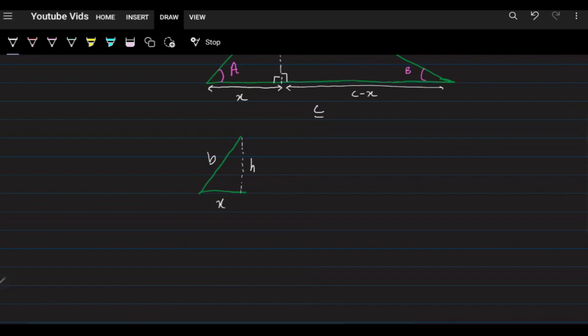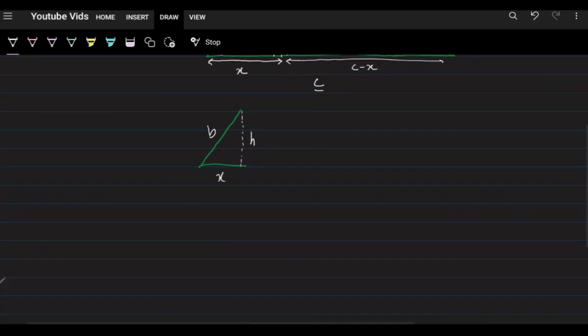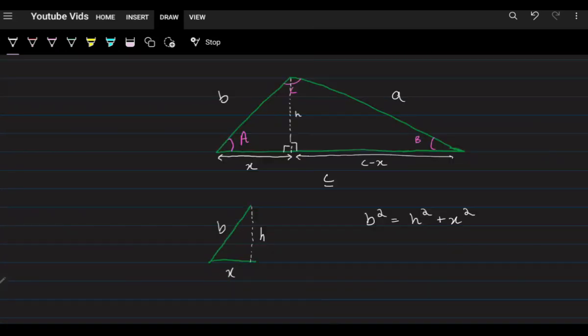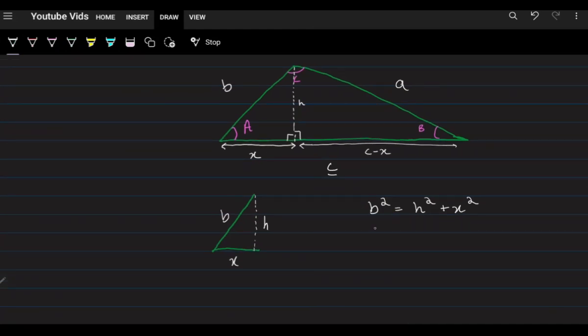Okay, so I've sketched out the left right angle triangle. And here we can apply the Pythagoras theorem. So we can say b square, which is the hypotenuse, is equal to the sum of the squares of the other two sides. So h square plus x square. And to find the second equation we can do the same thing. We can say a square, which is this length, is equal to h square plus this length, and we take its whole square. So c minus x whole square. So here we have a system of equations. Let's label them. This is 1, this is 2.